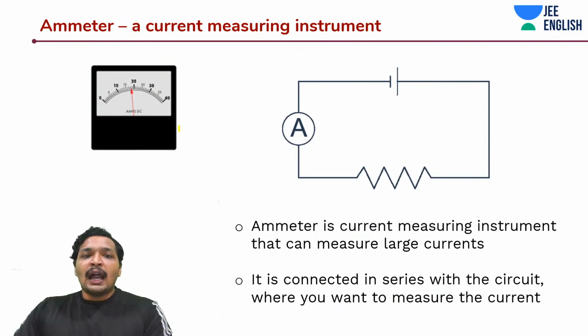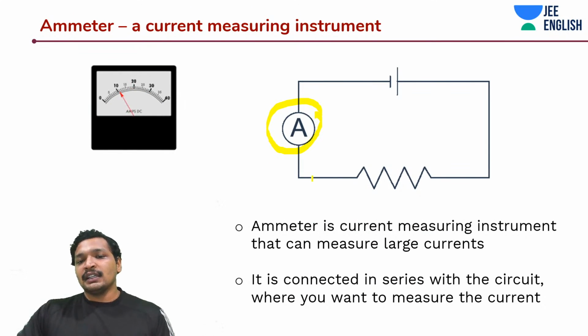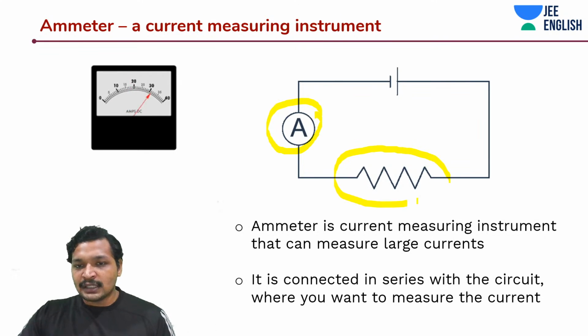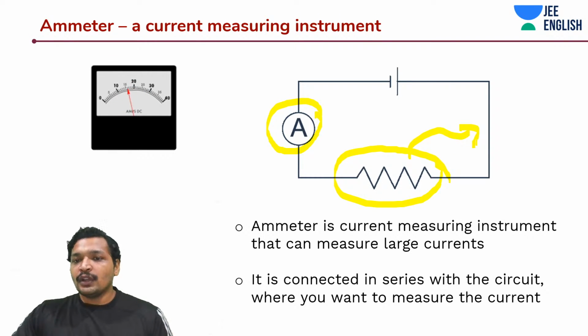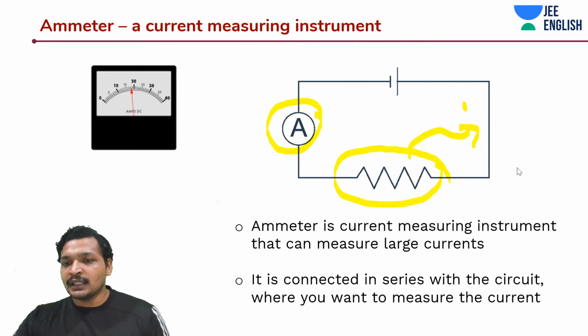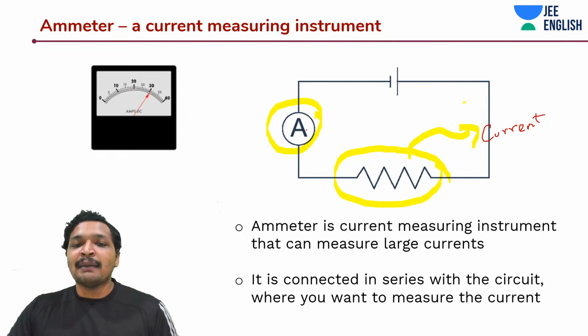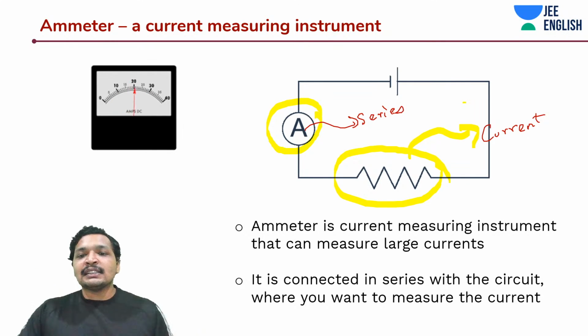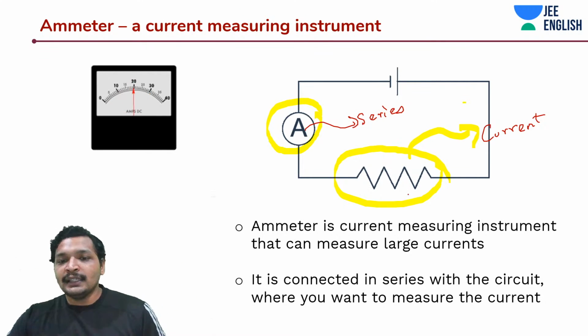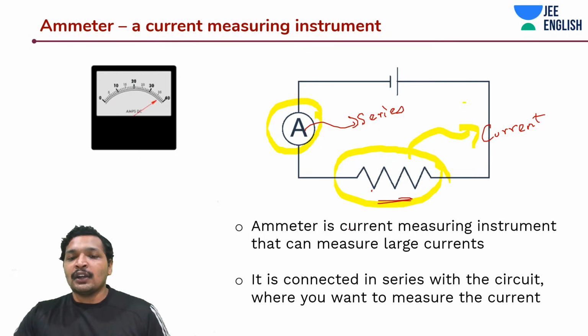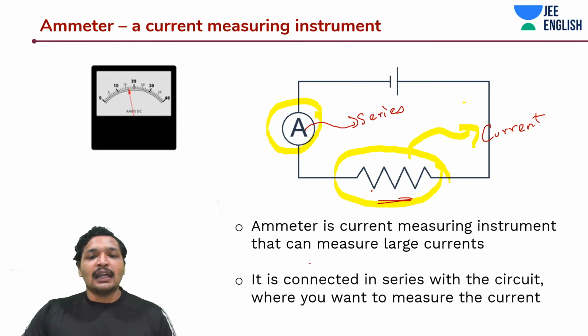An ammeter is typically placed in series with the circuit. If I want to find out the current on this resistor, what would I do? I would attach this ammeter in series. Only if I attach it in series can I find out the current on this component. If not, I can't. So an ammeter is an instrument that can be used to measure large currents.